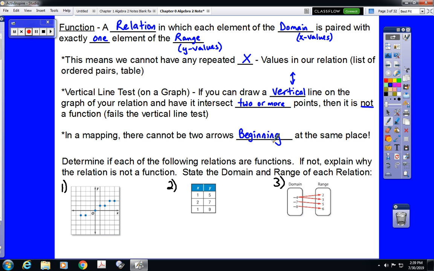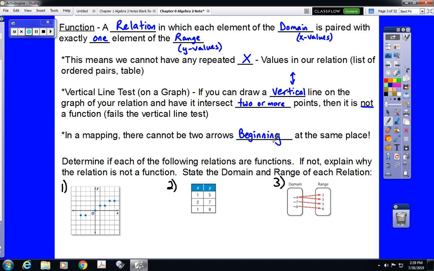So let's do a couple examples of this, and then we will break, and there'll be an additional video with more examples of this particular idea. So here are 3 examples. Determine if each of the following relations are functions. If not, explain why the relation is not a function. State the domain and the range.